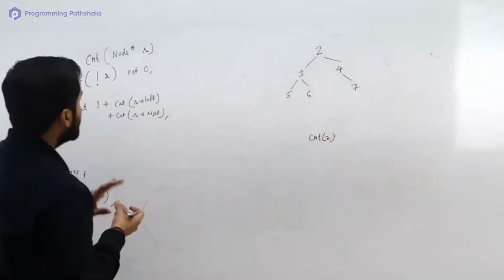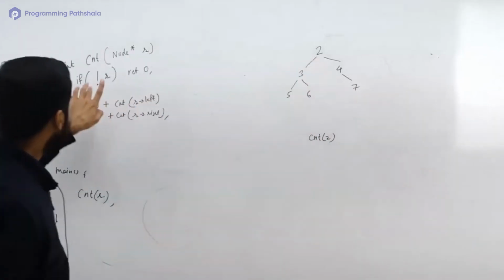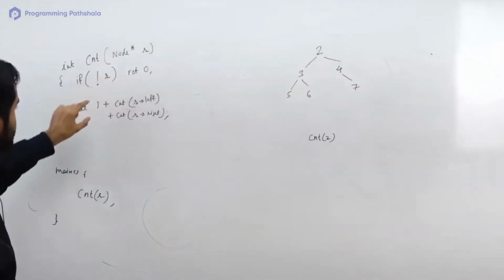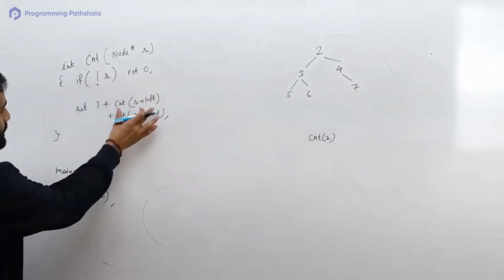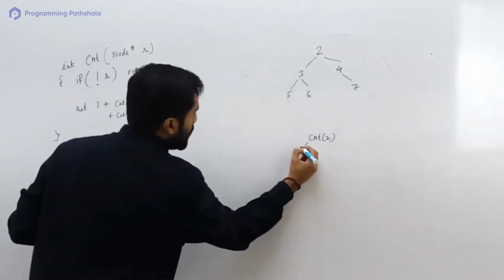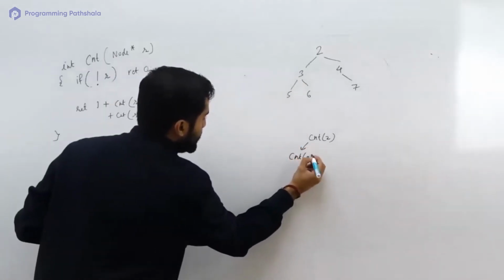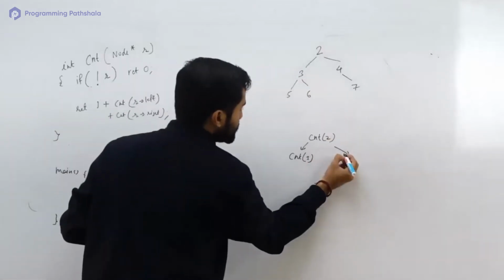Now let's look at the code. This thing is not null, so this termination condition will not run. Rather, this thing will run. When it runs, it will first make a call to this 3 because this 3 is root left. So you will call count of 3. And after that, you will call count of 4.